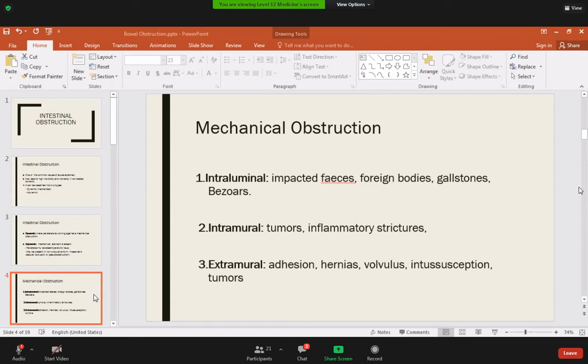Then obstruction can be extramural. Extramural, something from outside is causing obstruction. It could be adhesion obstruction, could be hernias, volvulus, intussusception, tumors. The problem is not in the wall, the problem is not inside, the problem is because of the compression or obstruction from outside, because of some bands, because of some sudden twisting, because of some stucking in some narrow place. So there is an external element there. We call it extramural obstruction.